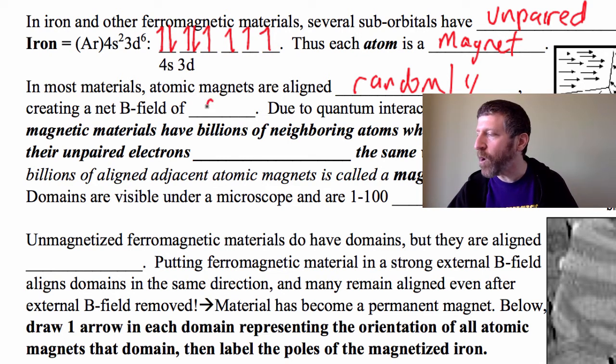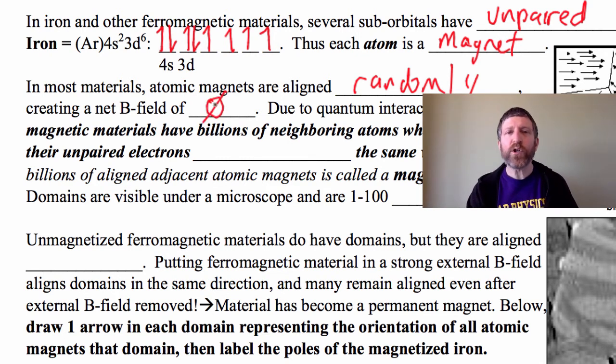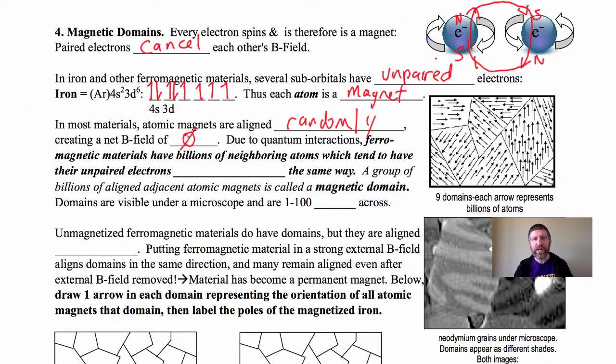creating a net B field of 0. Now, due to quantum mechanical interactions, some materials, nickel, iron, and cobalt to be specific, are ferromagnetic materials, and what they have is billions of neighboring atoms which tend to have their unpaired electrons aligned in the same direction.